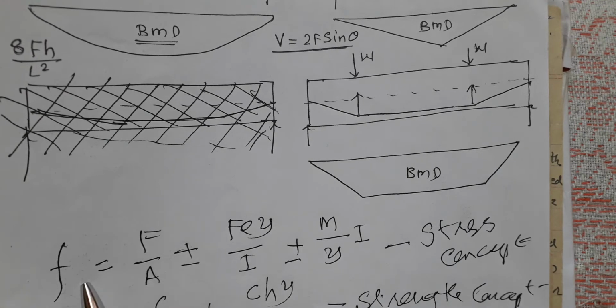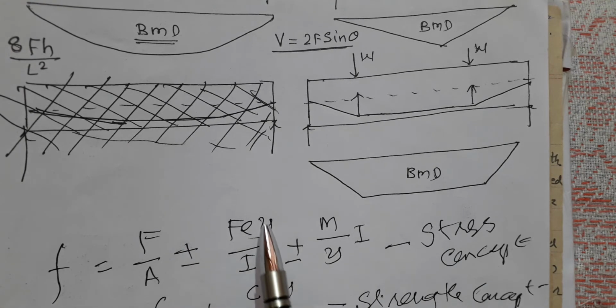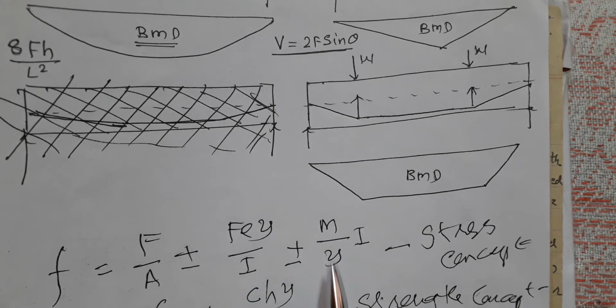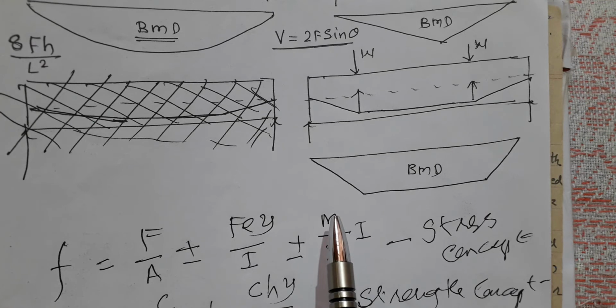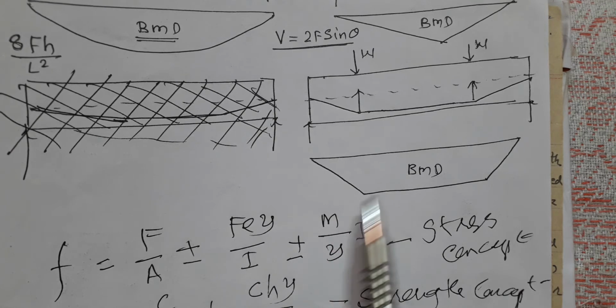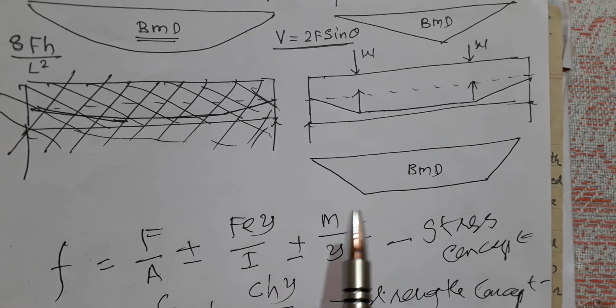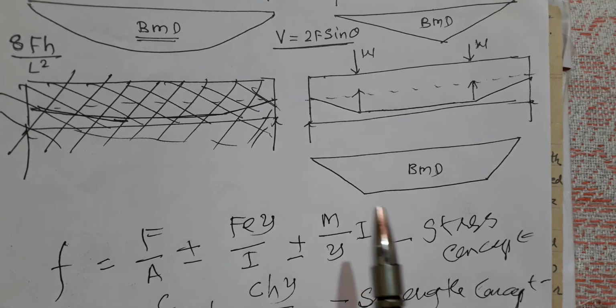It is f is equal to F by A plus or minus Fey by I plus or minus My by I. Otherwise, My by I can be split up into Mdy by I plus or minus Mly by I, where M is equal to Md plus Ml. This is the equation which we are going to use throughout our prestressed concrete analysis, so you will have to remember this equation.